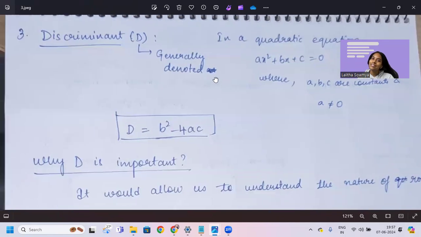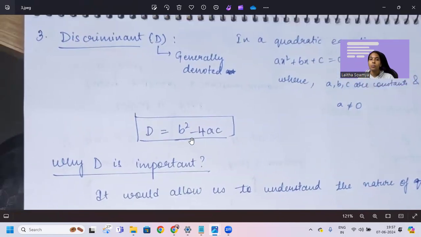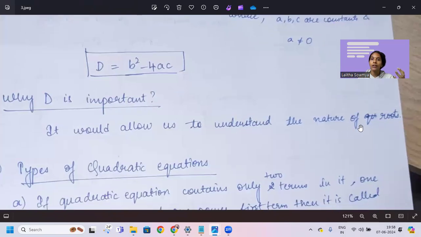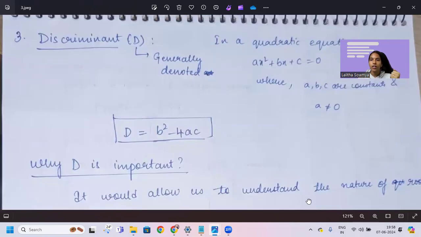Now, what does this D mean? D is nothing but b square minus 4ac. So basically, this is an expression. B square minus 4ac is an expression which is used to understand the nature of the roots. The roots can be real or imaginary. So why this is important is to understand the nature of roots. What is the nature of the roots?